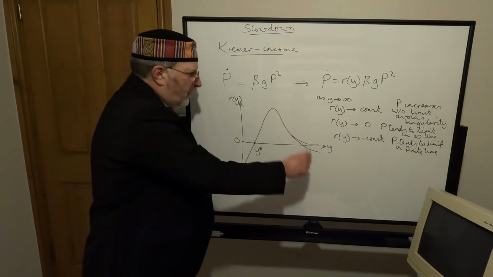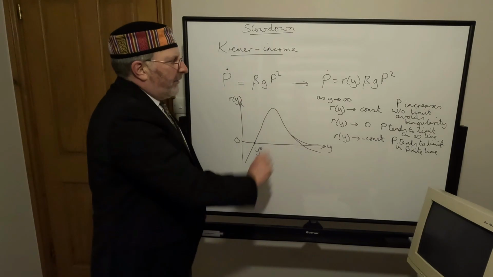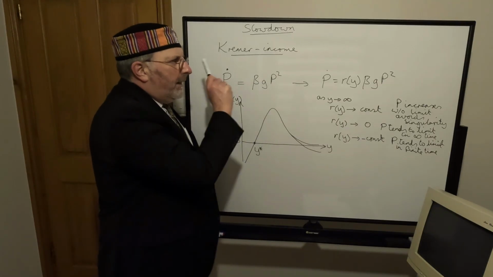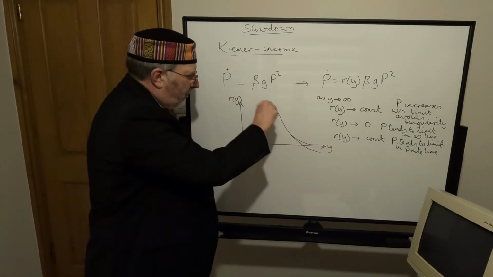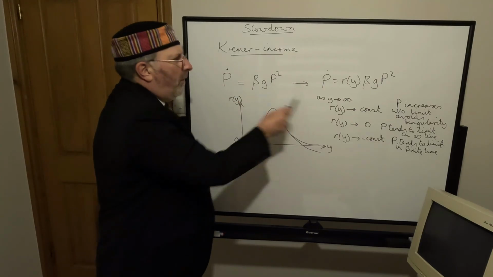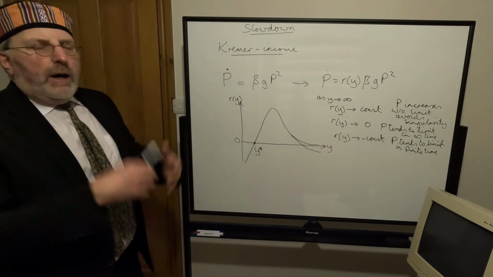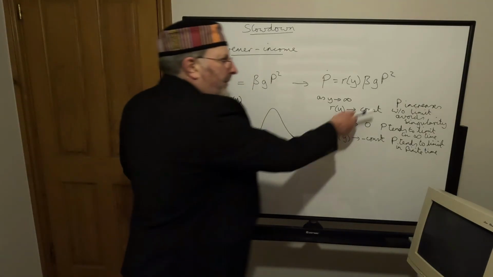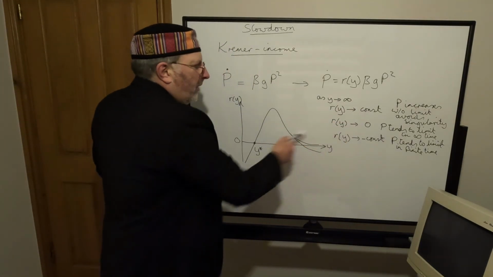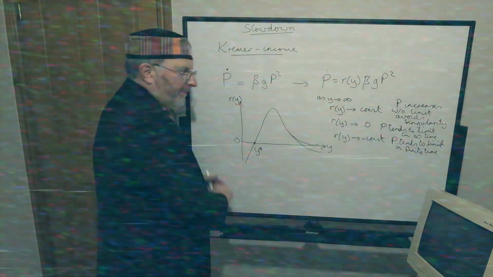So that chart then is the key to Kremer's explanation for why population is now slowing down. If we assume this shape for RY in this equation, then we predict quite naturally a population slowdown. The precise details depending on precisely how RY behaves.